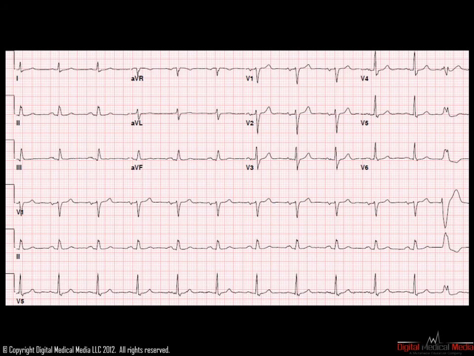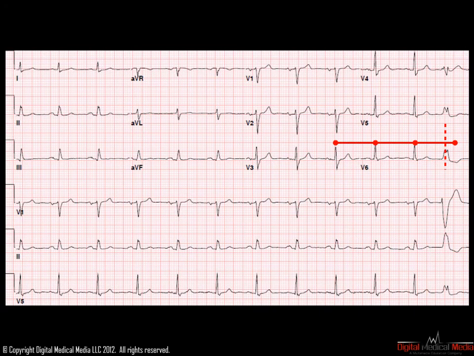Let's look at this tracing. The rate is 300, 150, 100, 75, approximately 75 beats per minute. The P waves are upright in 2, 3, and AVF and inverted in AVR. This is normal sinus rhythm, normal rate, normal origin for the P waves. As we look across the entire tracing, everything looks normal until we get to the very last beat at the farthest right side of the tracing.